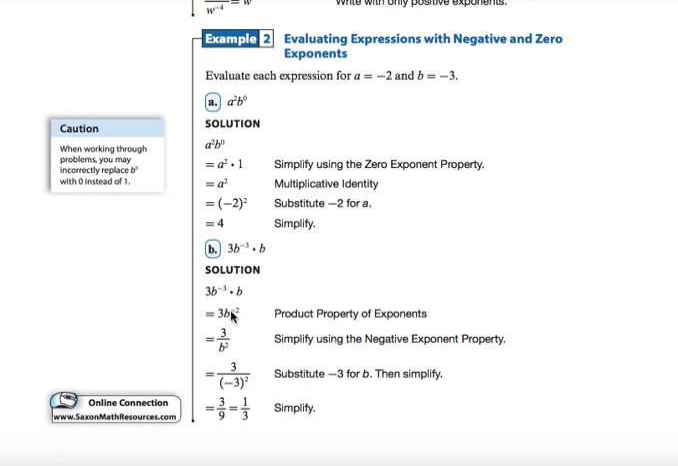Now you can write that negative as a positive in the denominator. Take the b to the negative second, write it positively, but put it in the denominator. You've got 3 over b squared, and it's simplified in this form. Now you're going to plug in that value for b, which was negative 3. Negative 3 times negative 3 is going to be positive 9, so you get 3 over 9, which is simplified here to be 1/3.